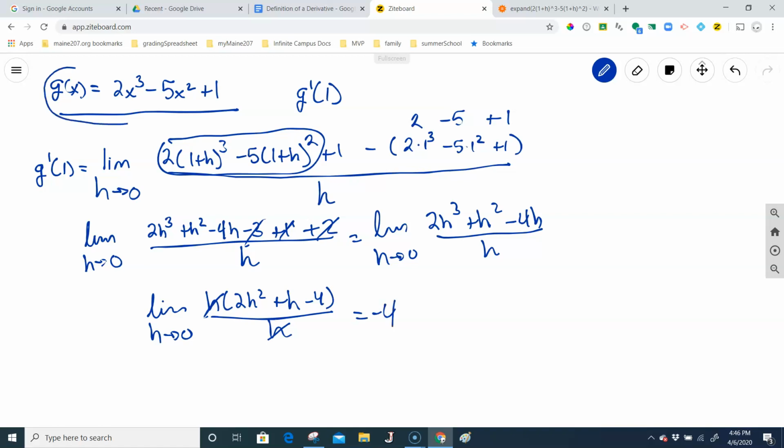So if this is g prime of x, then the slope of the line tangent to the curve when x equals 1, g prime of 1, equals negative 4. So that's the instantaneous rate of change when x equals 1, if that's the function. A lot of algebra. Use your tools. Stay calm. Be awesome.